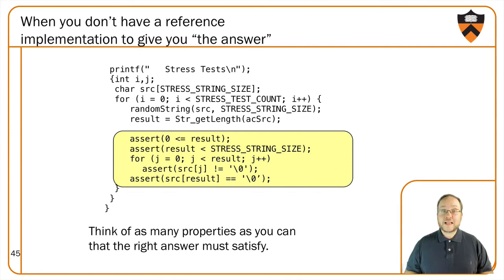So the result has to be non-negative. The result has to be less than the maximum string size, based on our assumed interface with random string. And no character up through the string length can be the null byte. Otherwise, that would have ended the string, at least as far as string length is concerned. And the character at the index must be the null byte. Again, that's how we've defined the end of the string.